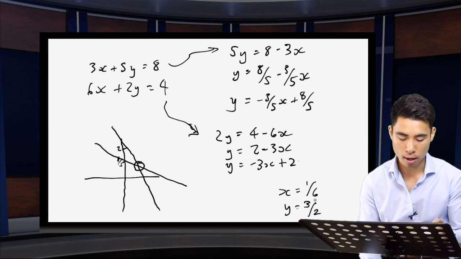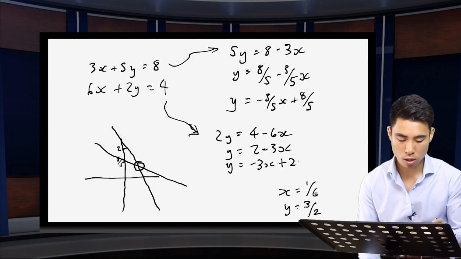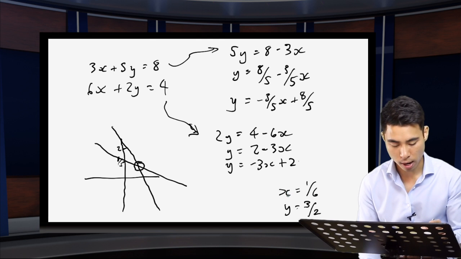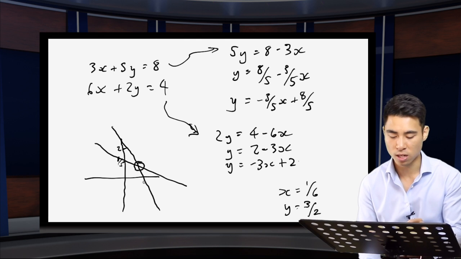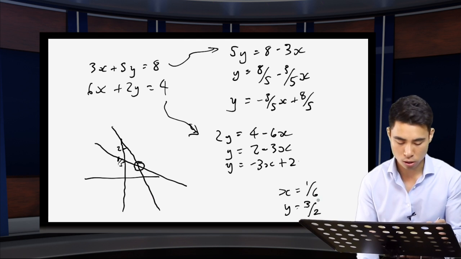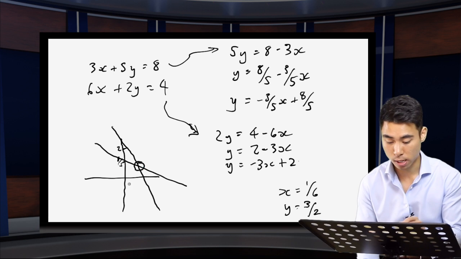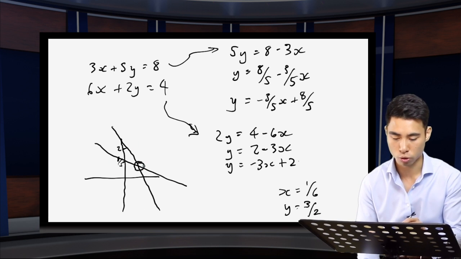I.e. if you compare this point here on the graph to these coordinates, you can see that my x value 1 over 6, my y value 3 over 2, they're both positive. Obviously I haven't sketched this very accurately, but you can see in terms of order of magnitudes this kind of looks correct. So my x coordinate is positive, my y coordinate is positive, so it's going to be in this quadrant here, and my two lines do indeed meet in this first quadrant.